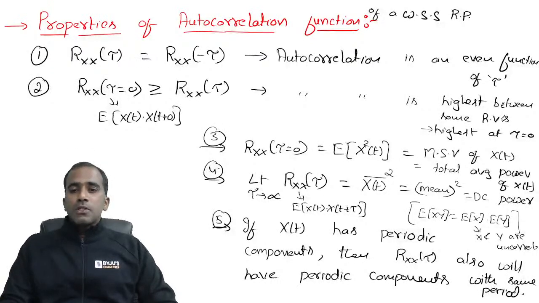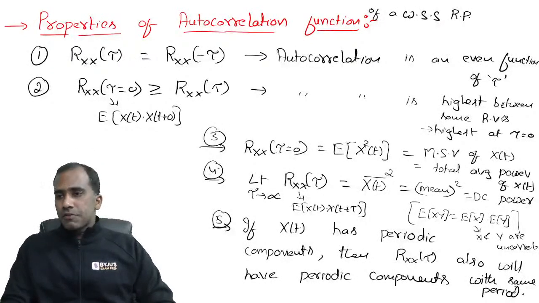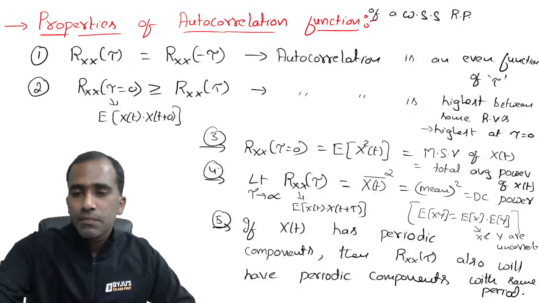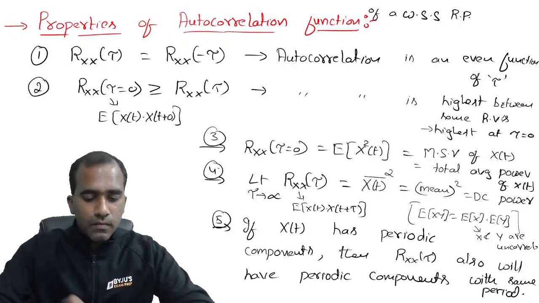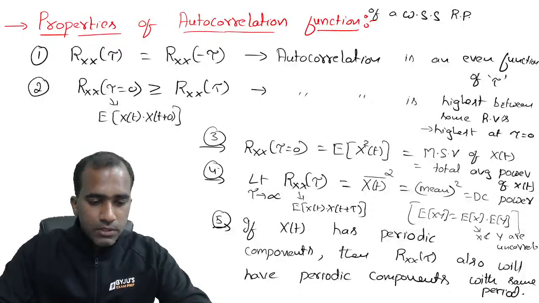So these are the 5 points you should keep in mind using which we can solve any problem on autocorrelation function. Okay, very good. So any questions you have till now, you can ask me.